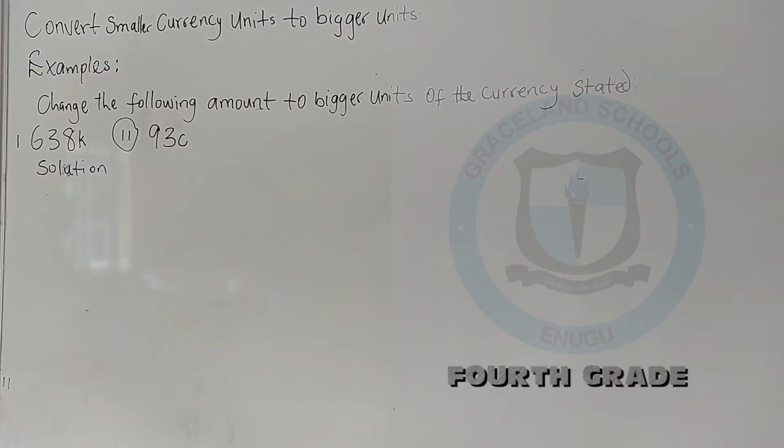To convert smaller currency units to bigger units, you divide by 100. For example, change the following amount to bigger units of the currency stated. Number one there is 638 kobo, while the second one is 93 cents. So let's solve.